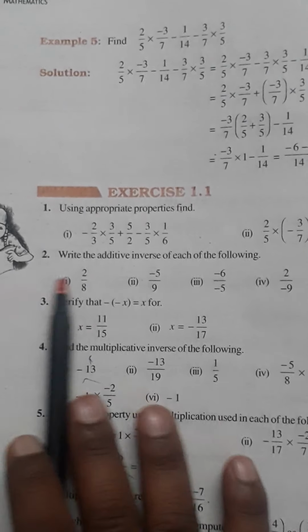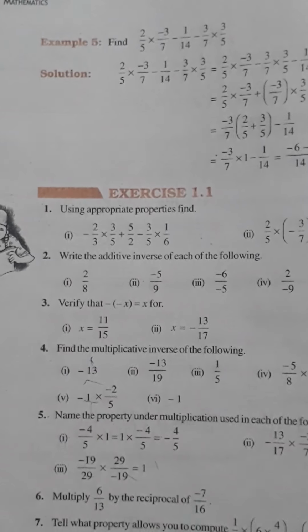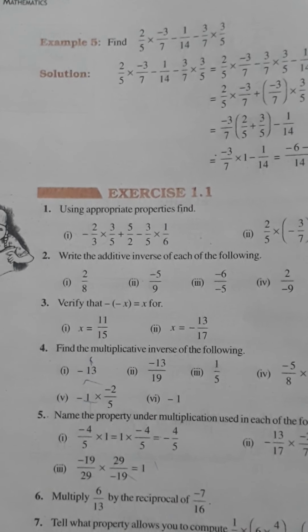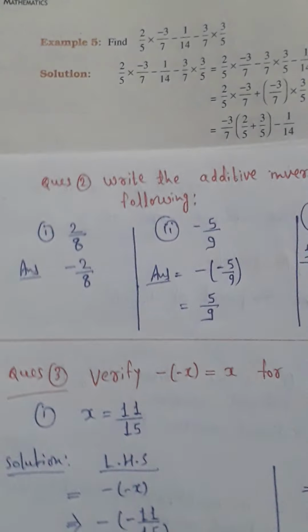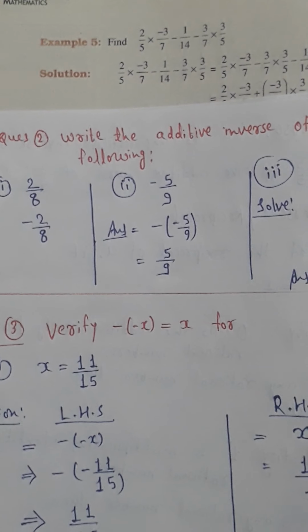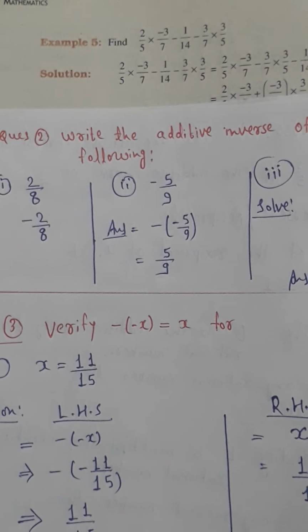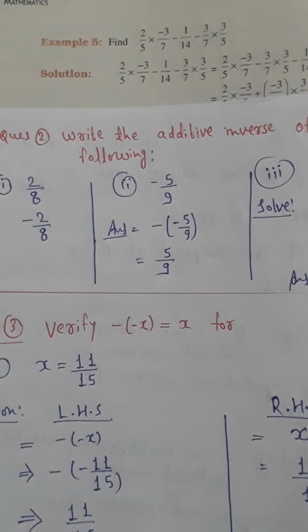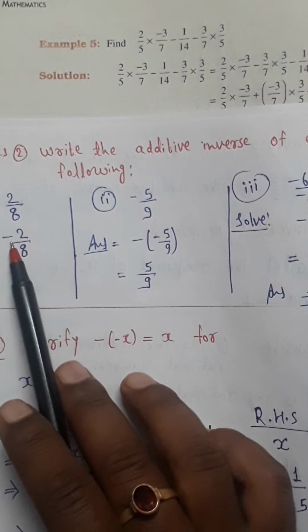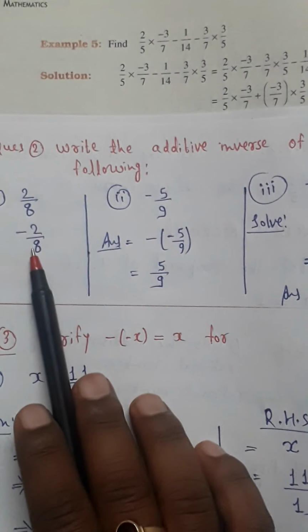Your question number 2 is: write the additive inverse of each of the following. Additive inverse find करना है. Already I have told in the first video how you can find the additive inverse. It is very simple. There is given 2 by 8. It is a rational number, 2 by 8. When we find the additive inverse of any rational number, we multiply by minus sign. So additive inverse of 2 by 8 is minus 2 by 8.